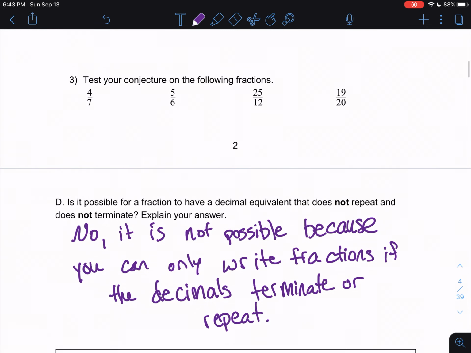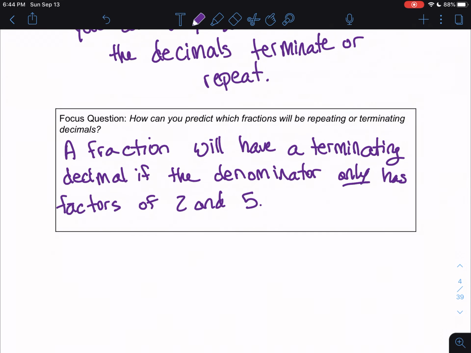So let's go up for a second. Based on that, of the ones on question 3, 4 7ths, 5 6ths, 25 12ths, and 19 20ths, the only one that would terminate is 19 20ths, because if we did a factor tree of 20, that'd be 4 times 5. But with a prime factor tree, 4 is 2 times 2, so that's only factors of 2 and 5, because 2 times 2 times 5 is 20.